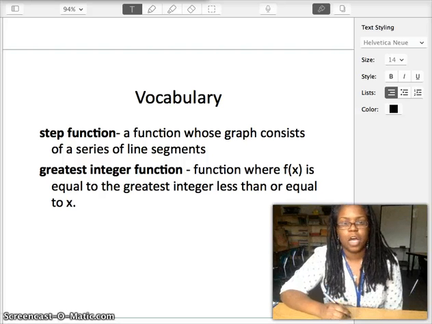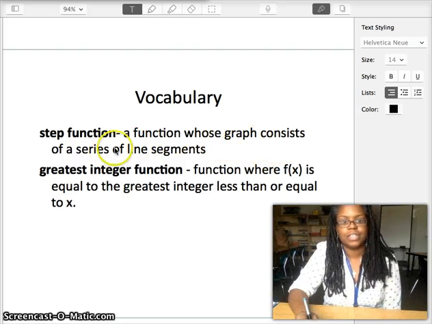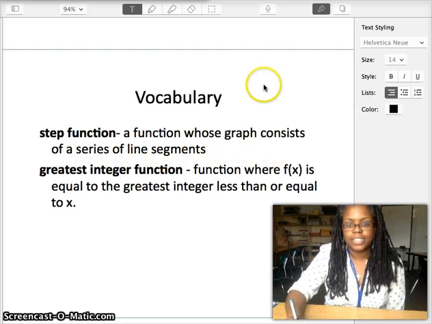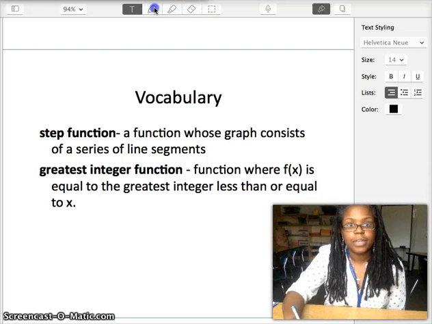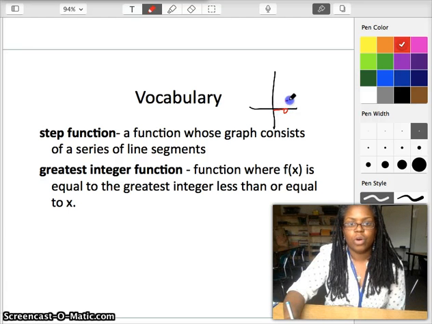This concept that we're going to talk about, the first one is a step function. A step function is a function whose graph consists of a series of line segments. Oftentimes, here's an x and y axis, and I'll use red to illustrate. A step function will look something like this. Kind of a little line, open circle at the end, and it looks like, yeah, you guessed it, a step.